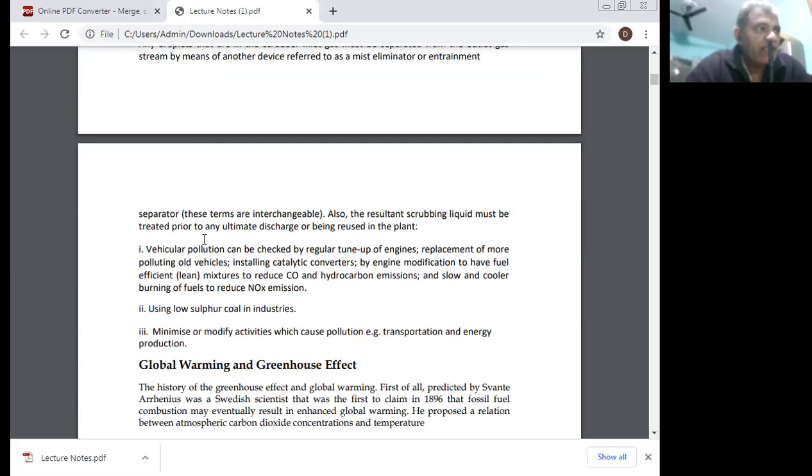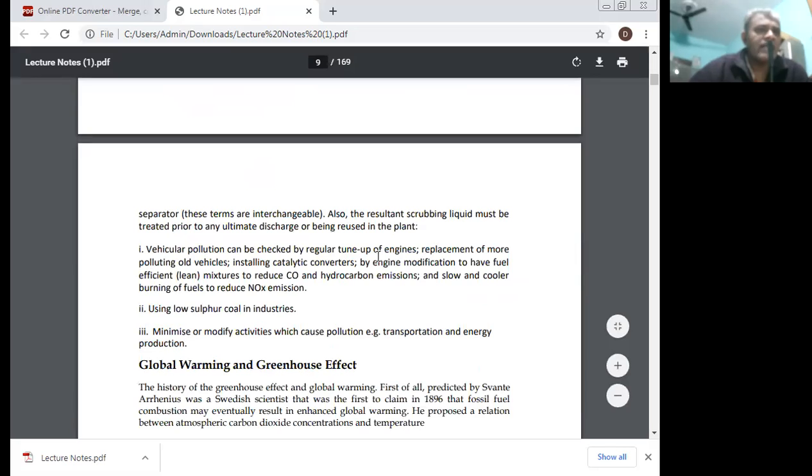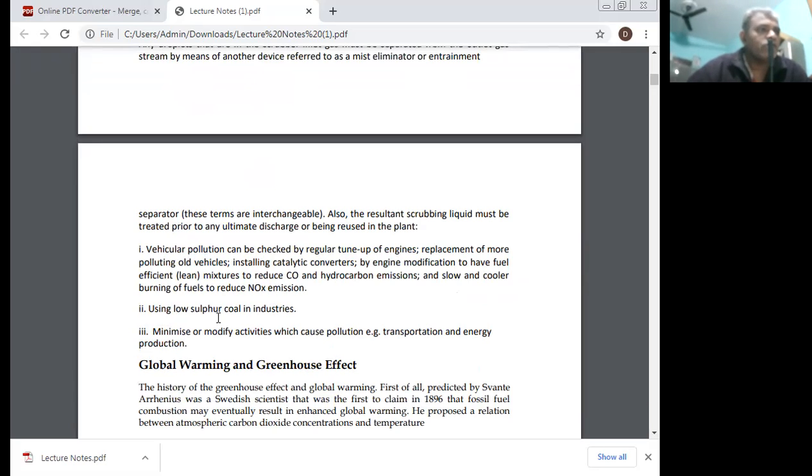Vehicular pollution can be checked by regular tune-up of the engines, replacement of the more polluting old vehicles, and installing catalytic converters. Engine modification to have a fuel-efficient mixture reduces CO and hydrocarbon emissions, and slower, cooler burning of fuel reduces NOx emissions. Using low sulfur coal in the industry. Minimize or modify activities which cause pollution, such as transportation and energy production.